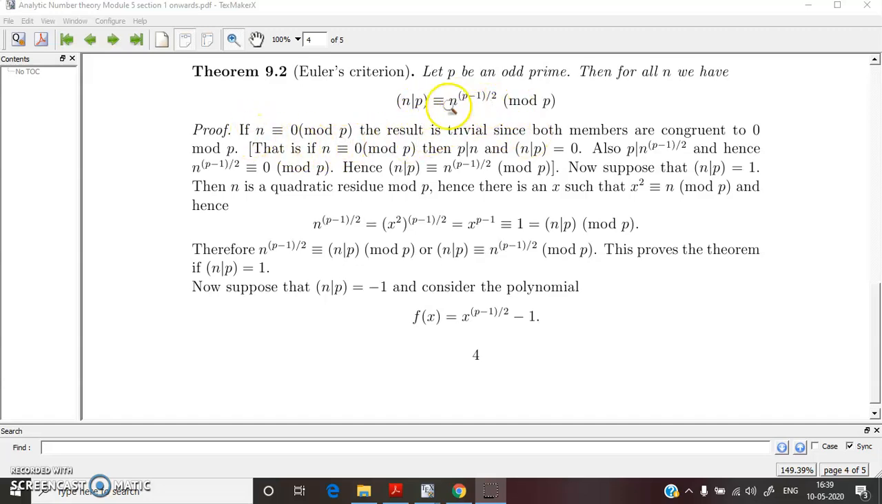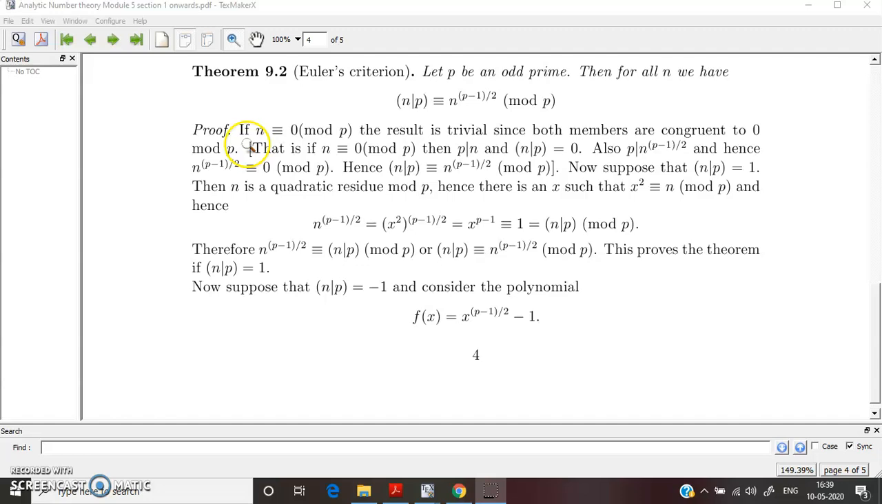We will be proving this in three ways, or three cases. That is, one is for p divides n, and the others for p does not divide n. If p does not divide n, then the Legendre symbol will take two different values, and by using that we will prove this result.